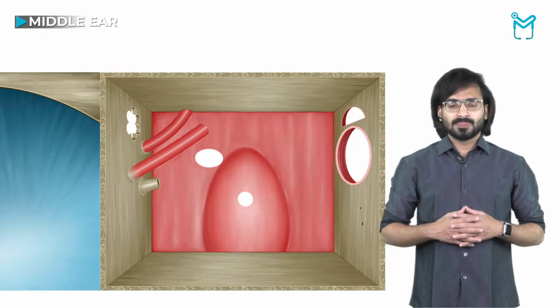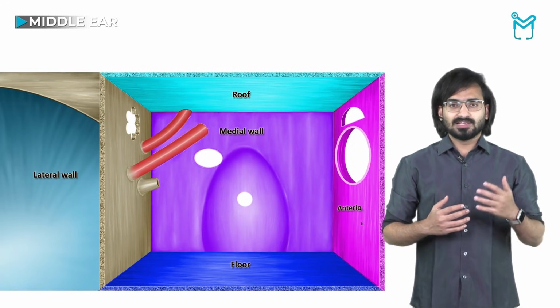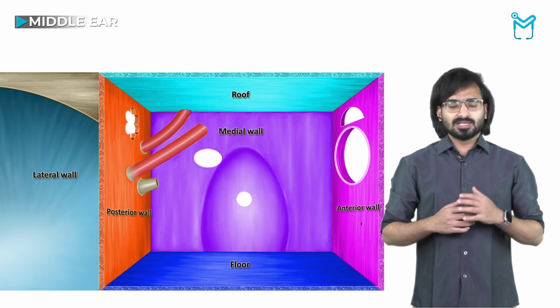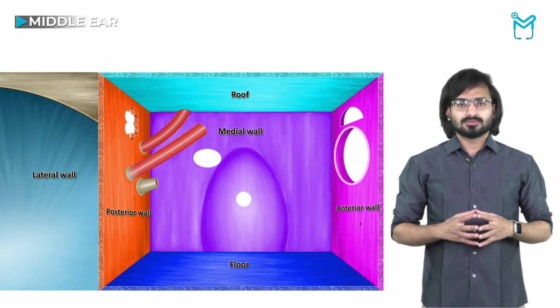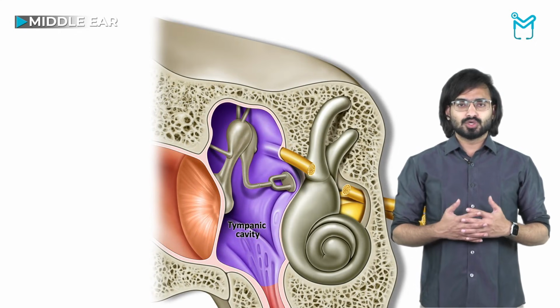Middle ear is formed by 6 boundaries or walls. What are the 6 walls? Roof, floor, medial wall, lateral wall, anterior wall and posterior wall. Let's see what are the structures that form each boundary of the middle ear. Now let's discuss all the walls one by one. Let's start with the roof of the middle ear.